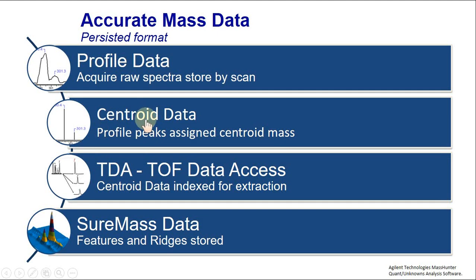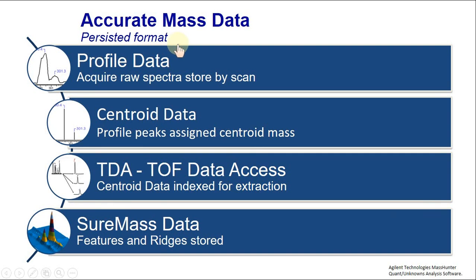Built on top of the centroid approach is the TOF data access layer, TDA. And that pivots the spectral data so that you can extract by retention time. So if you think of what quant does, it extracts for ions against a chromatographic range. So this indexing here is designed to speed that up and gives you much faster quantitation answers with the TDA TOF data access layer.